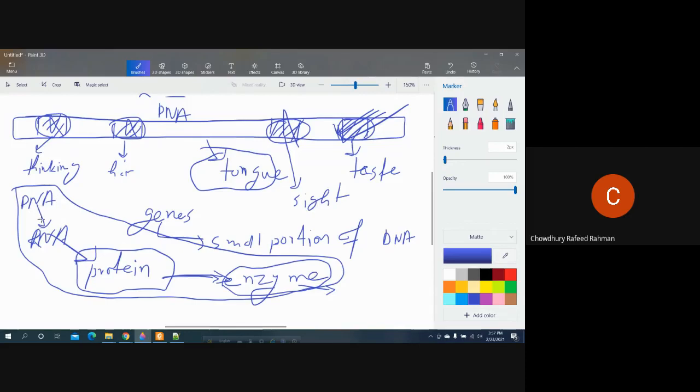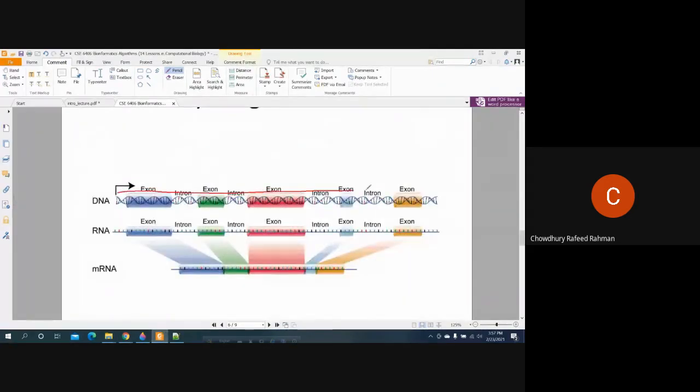So let us now understand first how RNA is formed from DNA and what RNA is. So suppose this is a portion of DNA. This is not the full DNA. I shall point to you that first. This is only a small portion of DNA. Now DNA is made up of two types of things. One is exon and one is intron. So what is exon and what is intron? Exon is some portion of DNA, the activity of which is known to us.